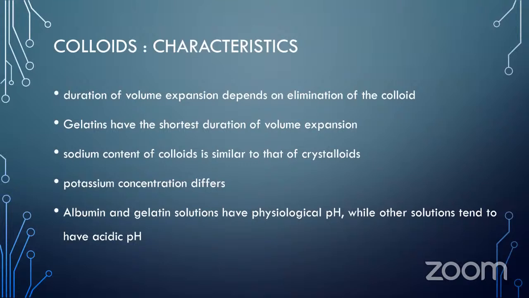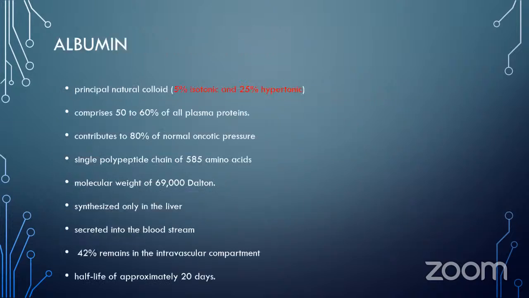The other characteristics are that the duration of volume expansion depends on the elimination of the colloid. And the gelatins have the shortest duration of volume expansion among all the colloids. The sodium content of colloids is similar to that of crystalloids, but the potassium content is slightly lesser than the crystalloids. And albumin and gelatin solutions have physiological pH, while other solutions tend to have an acidic pH.